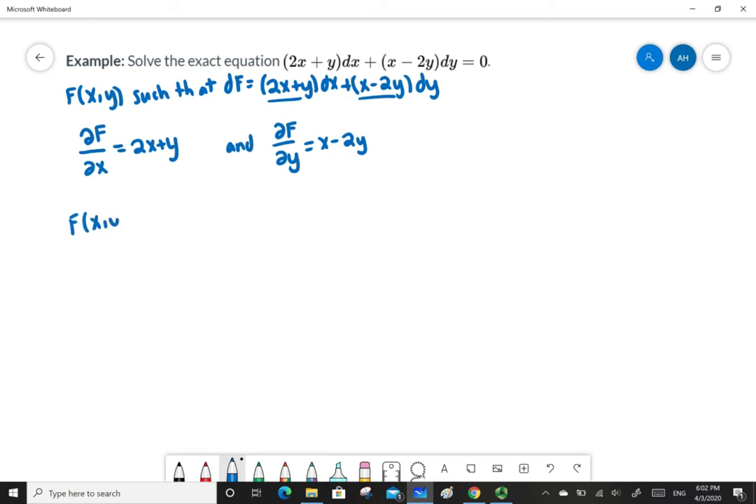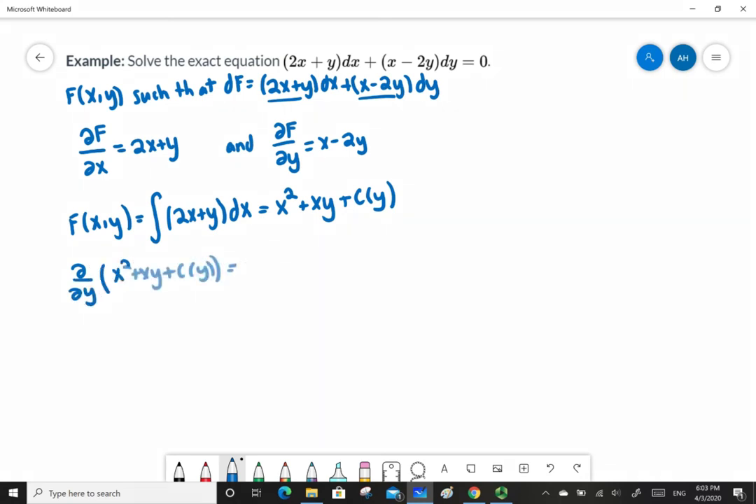So f(x, y) is the integral of 2x + y with respect to x, which is x squared plus xy plus some unknown function of y, c(y). Now, to make the partial with respect to y match, we can take the partial derivative of the function we just found with respect to y and make it equal to x - 2y. So taking the partial derivative gives us x + c'(y).